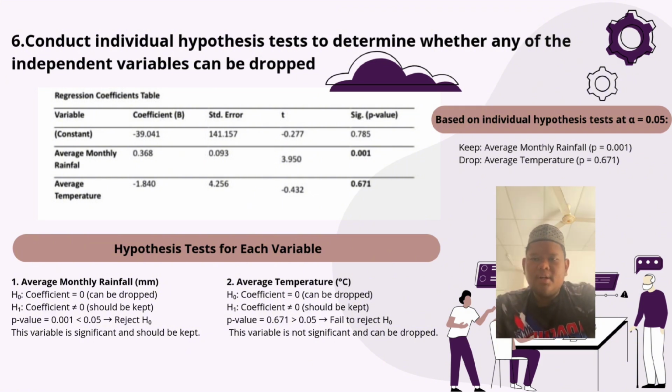Next, the second variable is average temperature. The p-value for temperature is 0.671, which is greater than 0.05, so we fail to reject the null hypothesis and conclude that this variable is not significant. Thus, it can be dropped from the model. In conclusion, only one variable, the average monthly rainfall, is retained, while the average temperature can be dropped based on the result of the individual hypothesis test.